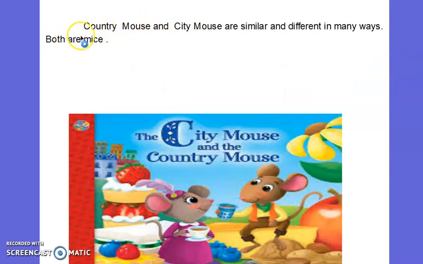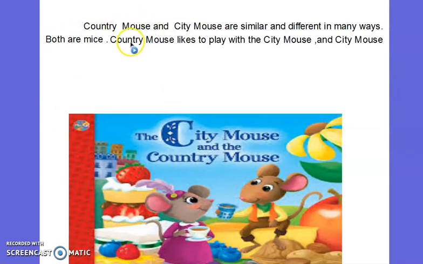So, both are mice. Country mouse likes to play with the city mouse, and city mouse likes to play with the country mouse, comma, too. We use the word too because both of them like to play with each other. So we didn't use the word both another time. We write country mouse likes to play with the city mouse and city mouse likes to play with the country mouse too. Now, when we finish the similarities, we want to start with the differences.